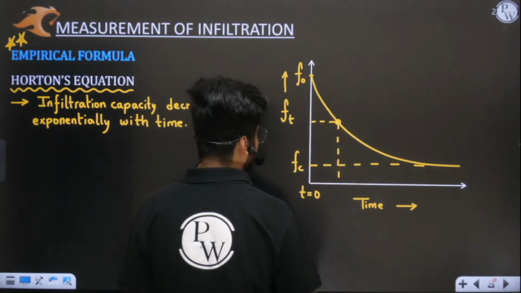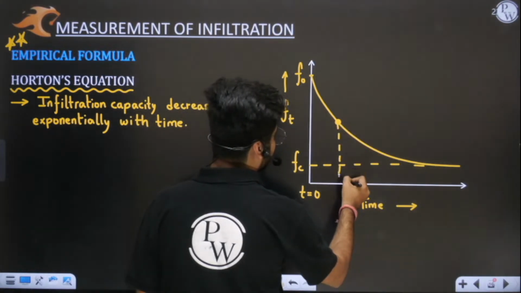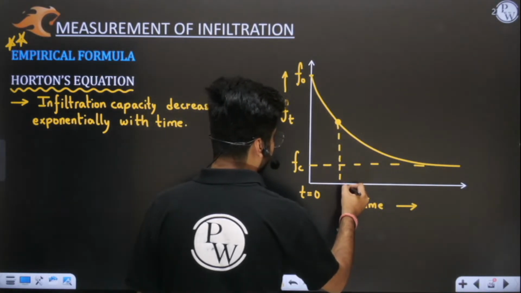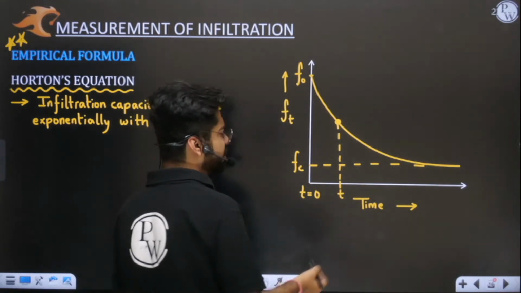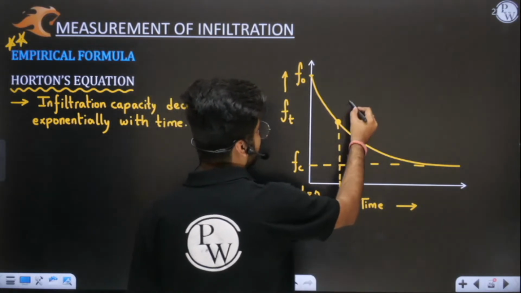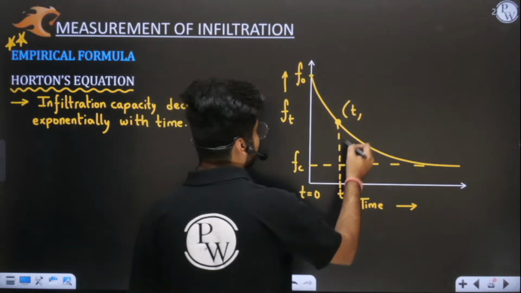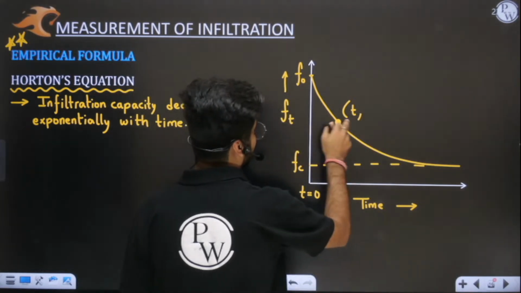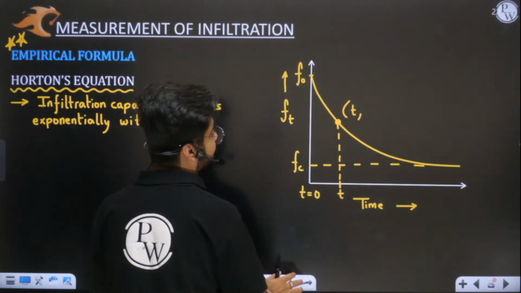So if you want to write the coordinate of this point, let us say it has a coordinate of t here. We are interested in finding the value of infiltration capacity at time t. So obviously this coordinate will be t. You all know that the x-axis is written first, abscissa first, then your ordinate. Then I will write ft. So this is t comma ft. But sir, how will I find ft?